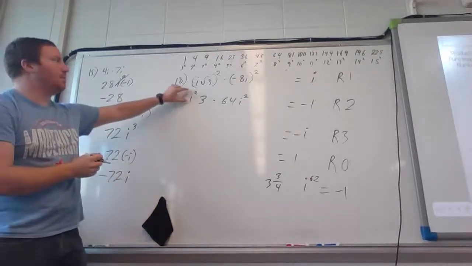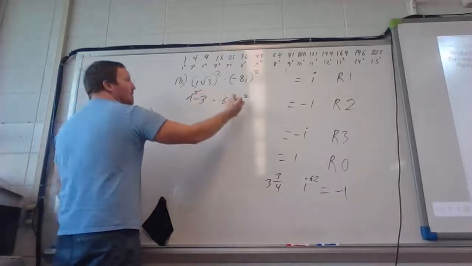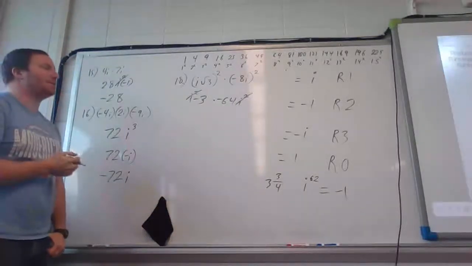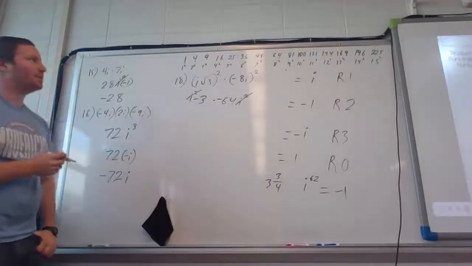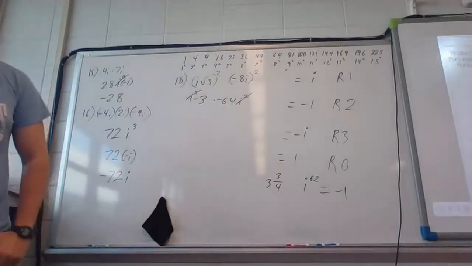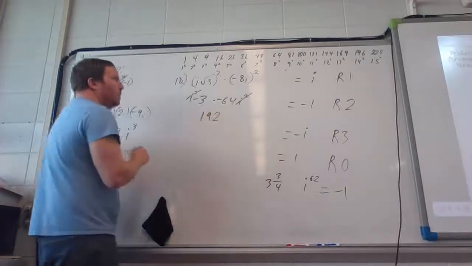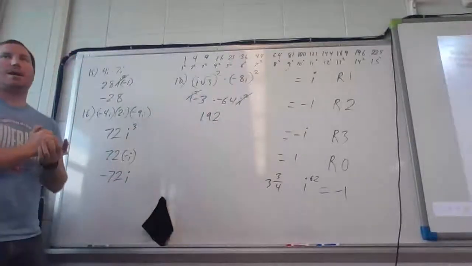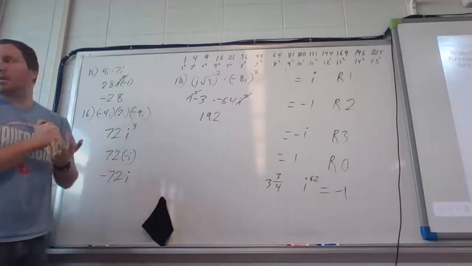Last thing, i squareds again are just -1s, so we can just change our signs to what it's attached to. So we have a -3 times a -64. So -3 times -64 is what? So 192, right? We have two negatives, so it becomes a positive. Any others we want to look at?